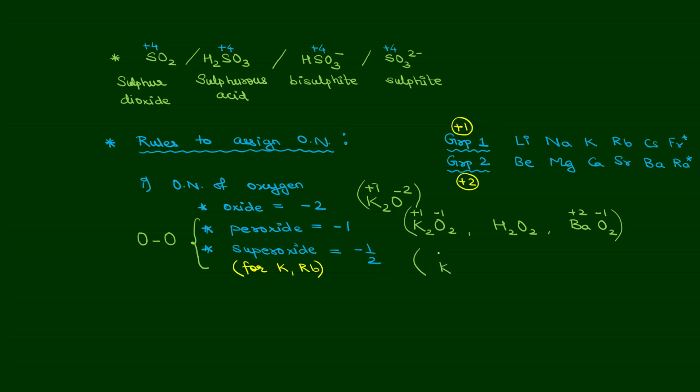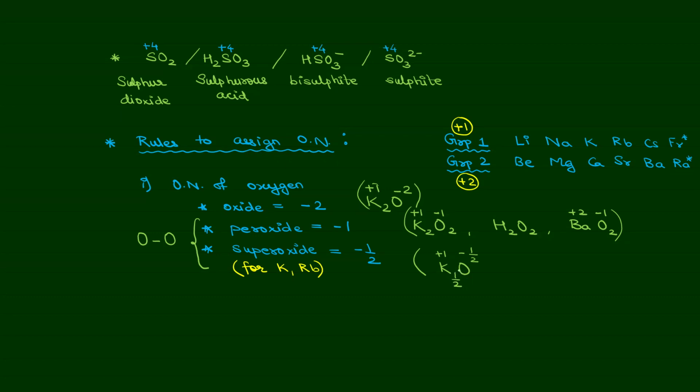So if I write potassium superoxide, I would write +1 over here and oxygen with minus 1 by 2, minus half. If you crisscross now, what do you get? K half O.